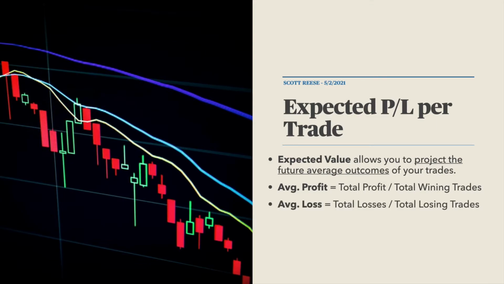The next component is your average loss. So very similar, amongst all your losing trades so far, add up all the losses and then divide that number, that dollar amount, by the number of total losing trades you have.